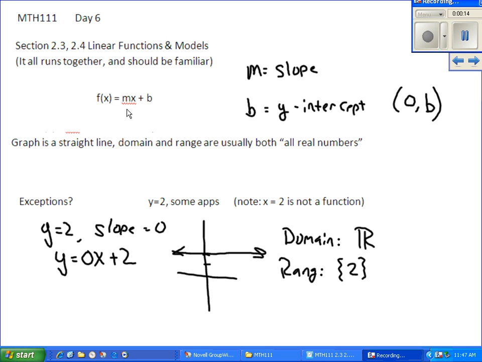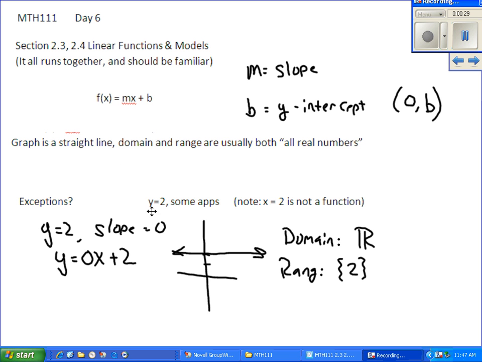M is the slope of the line and b is the y-intercept of the line, the point where the line crosses the y-axis. Graphs of linear functions are straight lines, and the domain and range are usually both all real numbers. There are a couple exceptions to that.